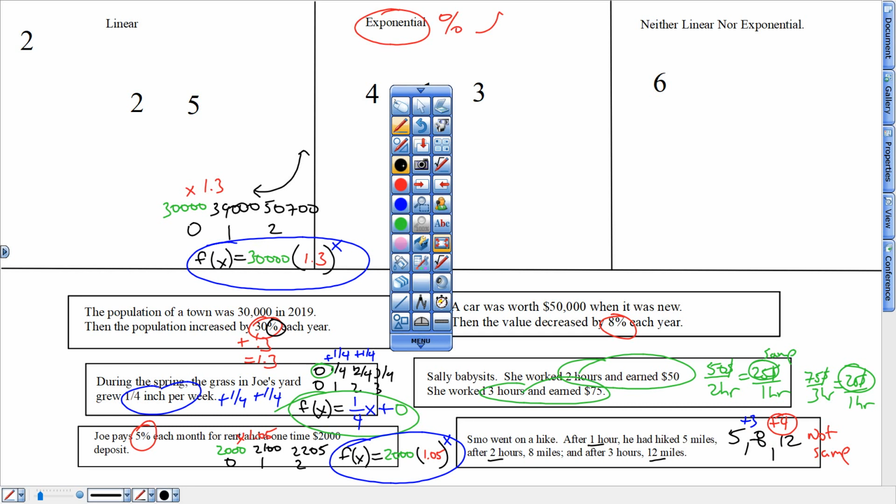Here we go. 0, 50,000. Going up by, going down. So that's timesing 1, take away 0.08. Gives me, I think, 0.92. So that's my timesing number. If I'm going to write this equation, I got 50,000 in parentheses that 0.92. Close that parenthesis to the x power.